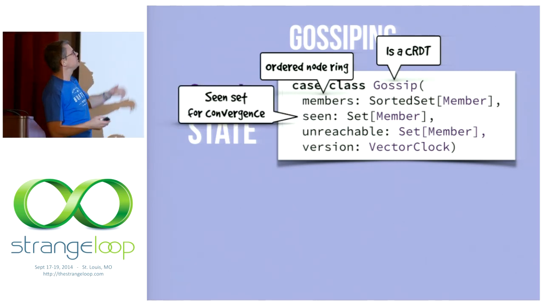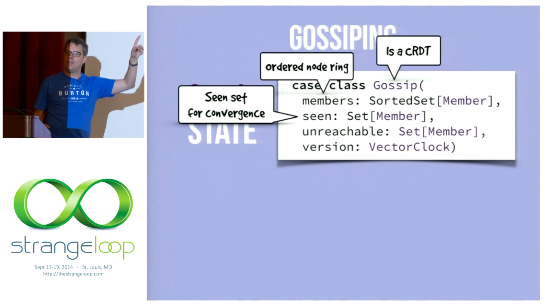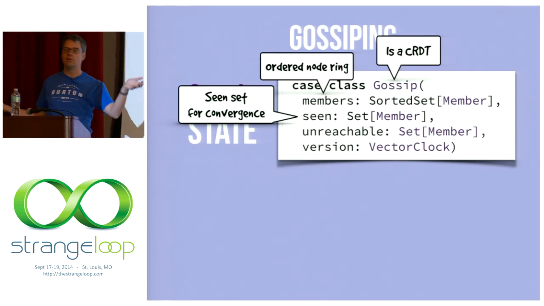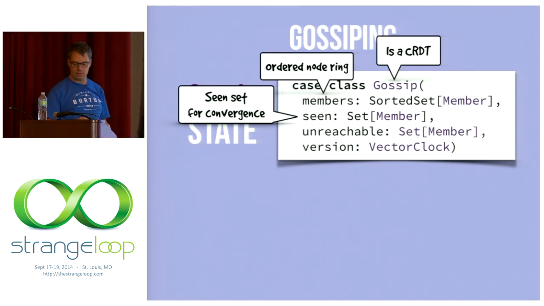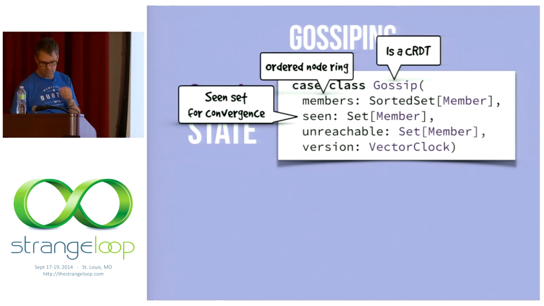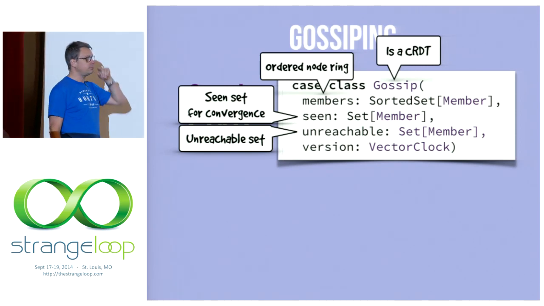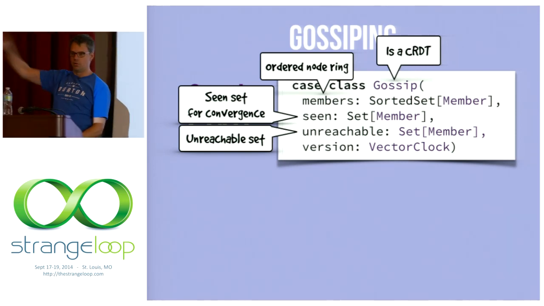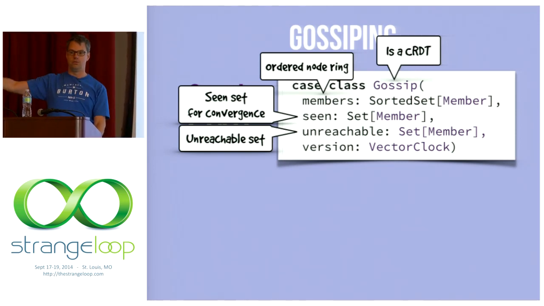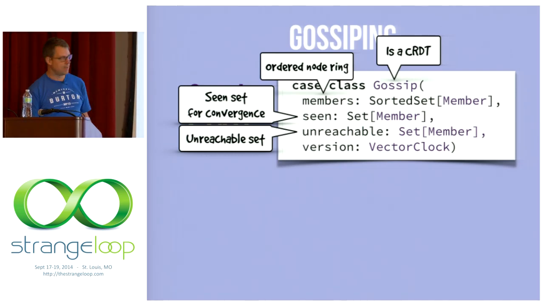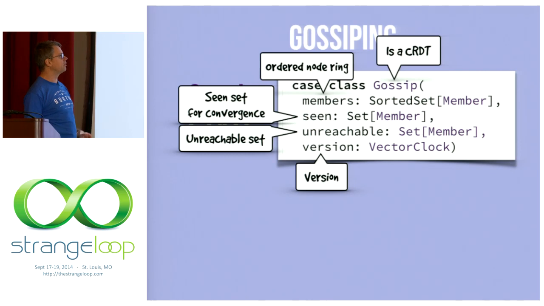Then we have something called the seen set, and that is what detects convergence. Convergence is a very important subject I'm going to talk a little bit about later. I don't have that much time, so I need to hurry up. Then we have the unreachable set. That's where the failure detector puts nodes that are marked as unreachable. That's sort of the quarantine, you can say. And then we version this whole thing using a vector clock.